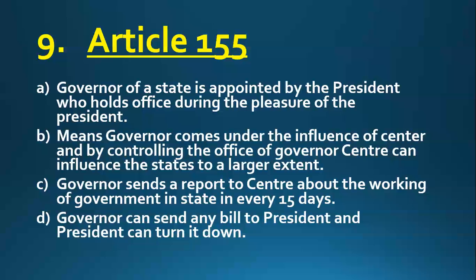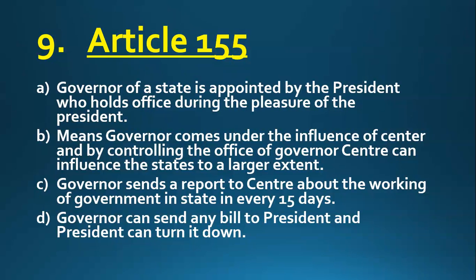Now friends, we know that the Governor is appointed by the President and can also be removed by the President. The President appoints and removes the Governor on the advice of the Prime Minister and the Council of Ministers. So indirectly, the Union Council of Ministers and the Prime Minister control the appointment and removal of the Governor. So the Governor comes under the influence of the center. Why? Because if the Governor does anything against the wish of the central government, the central government has the power to remove him. And the central government will only appoint those persons as Governors of the states who are under its influence.